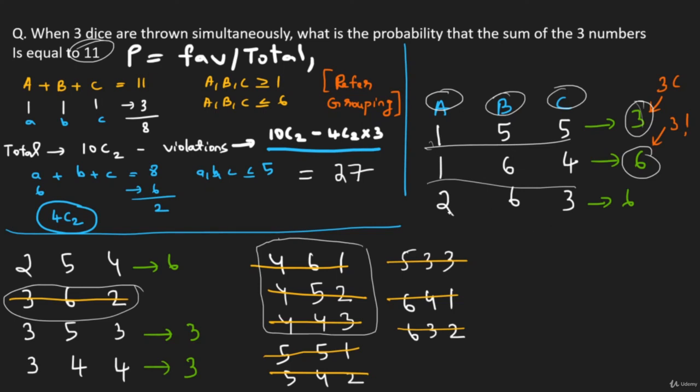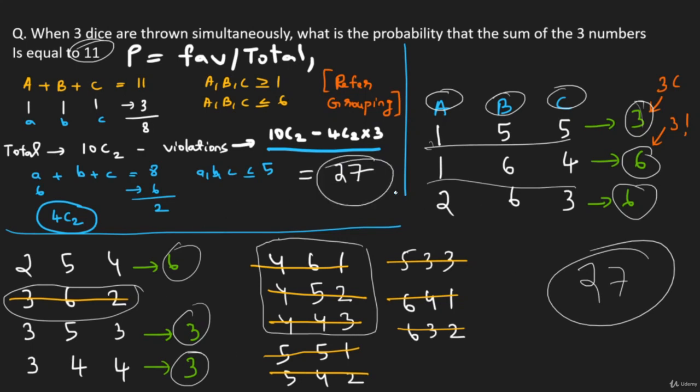What about 2, 6, 3? You have 3 different items in 3 places. It can be done in 3 factorial ways, which is equal to 6. What about 2, 5, 4? Again, that's 6 because it's 3 items in 3 places. 3, 5, 3. This can be arranged in 3 factorial by 2 factorial ways, which is equal to 3. And 3, 4, 4 can also be arranged in 3 factorial by 2 factorial ways, which is also equal to 3. Now, if you add all of these, you get 3 plus 6 is 9, 9 plus 6 is 15, 15 plus 6 is 21, 21 plus 3 is 24, 24 plus 3 is 27. That's the 27 which we obtained over here.